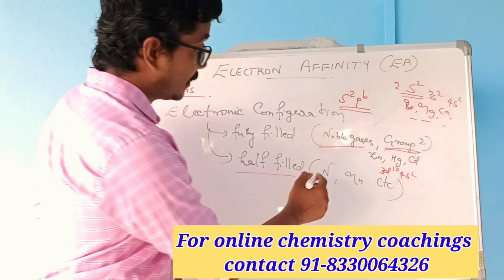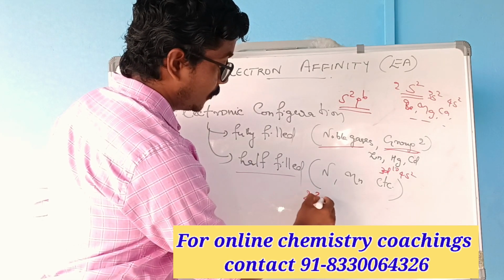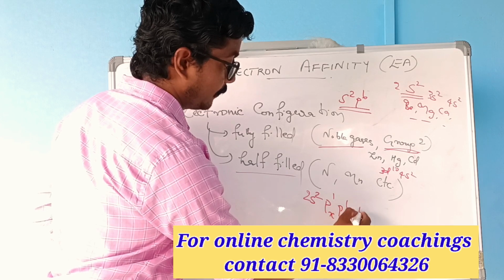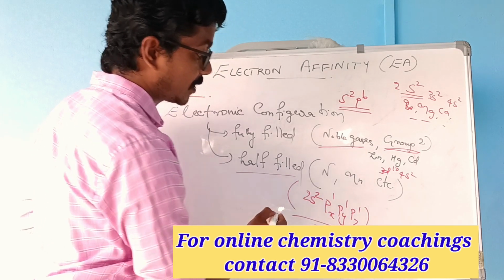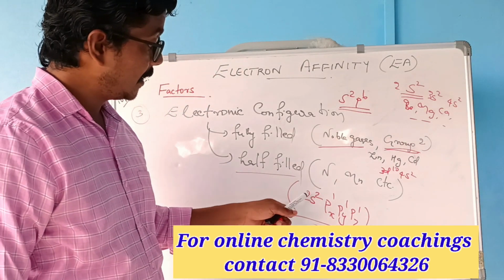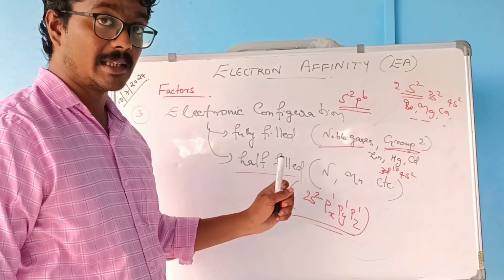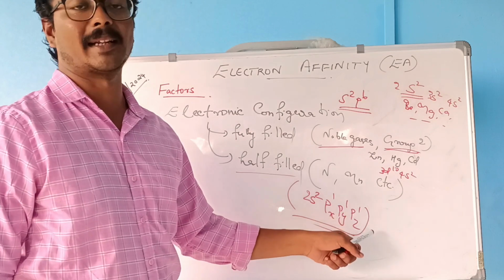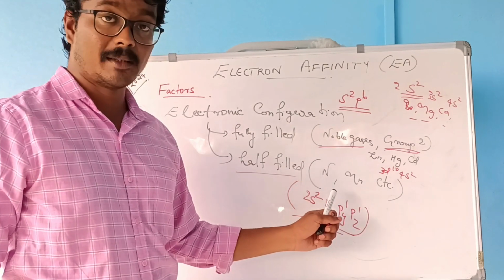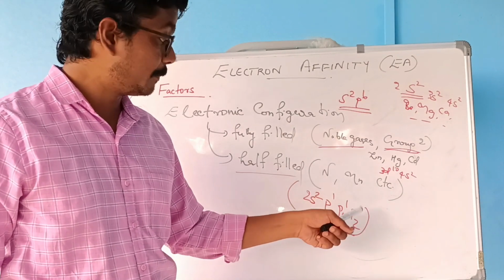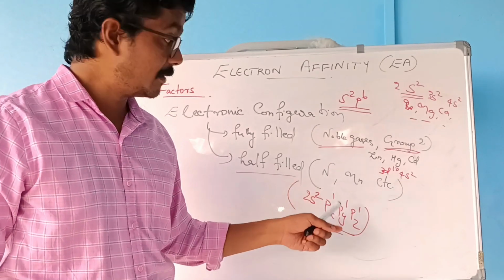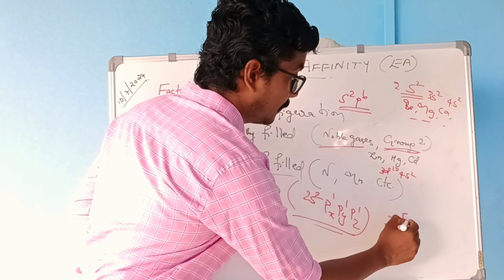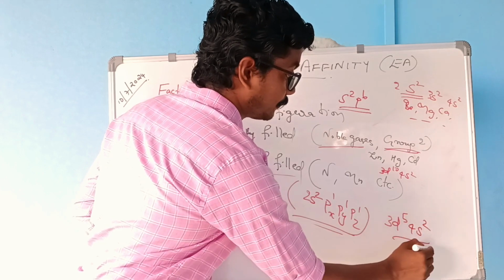like fully filled, nitrogen is having 2s2 2px1, 2py1, 2pz1. This is the outermost electronic configuration of nitrogen. See, in the outermost electronic configuration, there is a second period 1s2, 2s2, and 2p3, right? The p subshell of nitrogen is half filled while the s subshell is fully filled. And in the case of manganese also, which is 3d5 and 4s2.